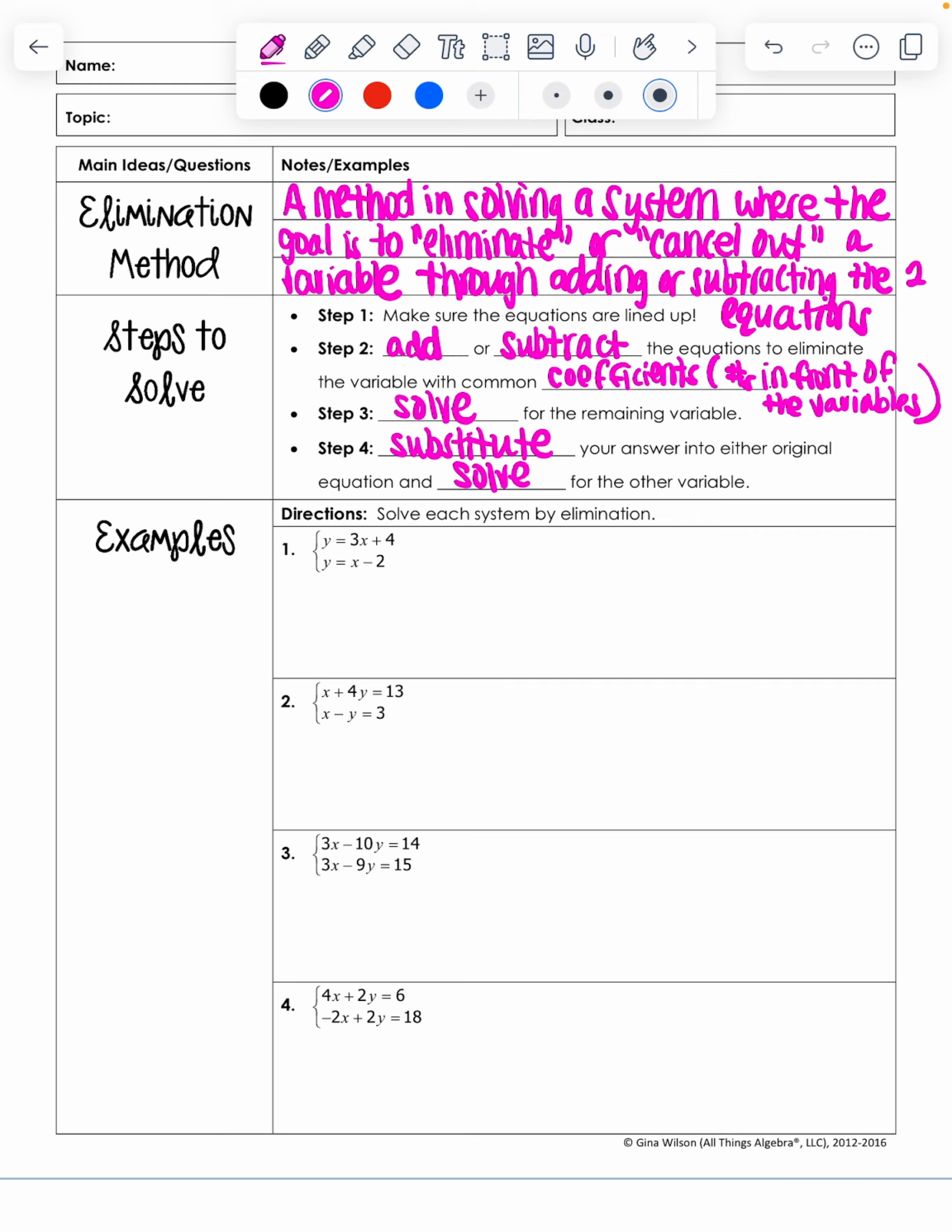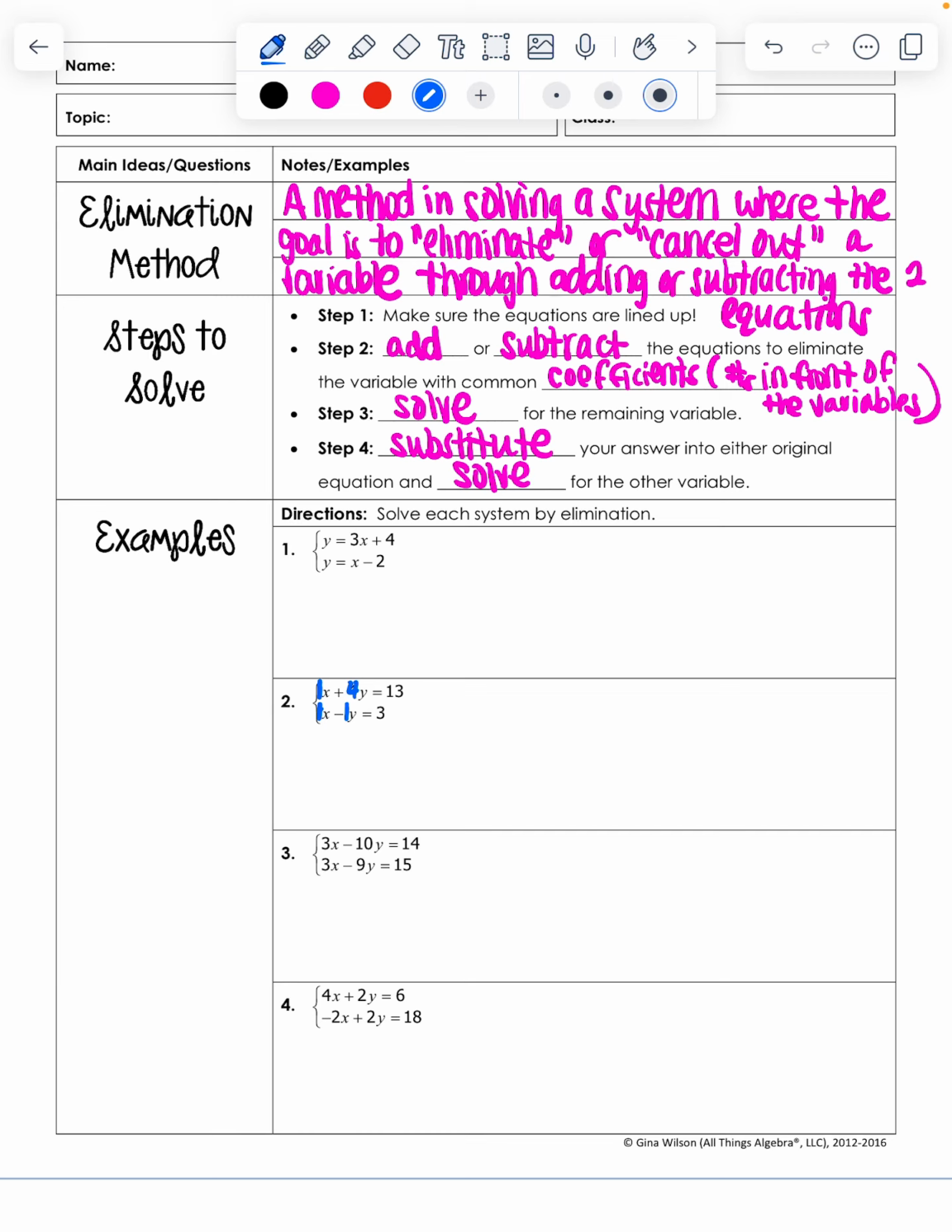So I actually want to skip number one for now and move to number two, and we'll come back to number one. So number two, we have x plus 4y equals 13 and x minus y equals 3. Elimination does not require you to solve for a variable and then substitute it in like the substitution method requires. Elimination requires you to look at the coefficients of x and y. This is 1x, this is 4y, this is 1x, this is negative 1y.